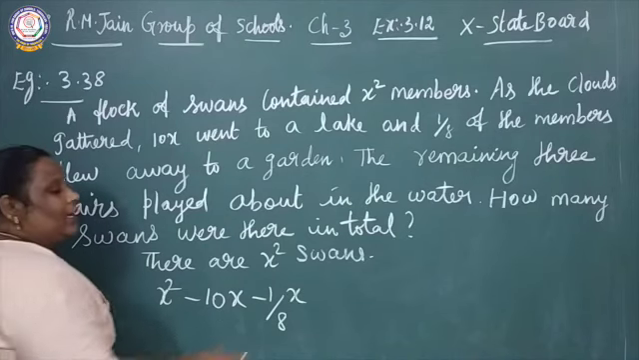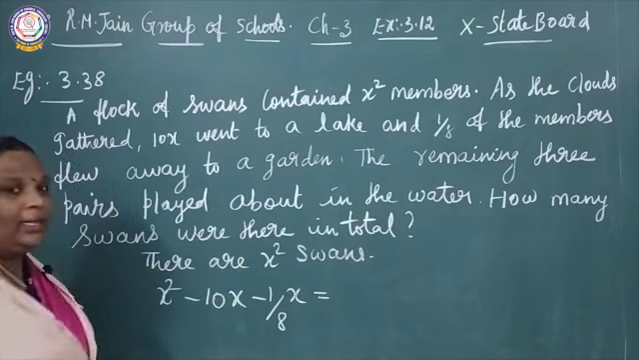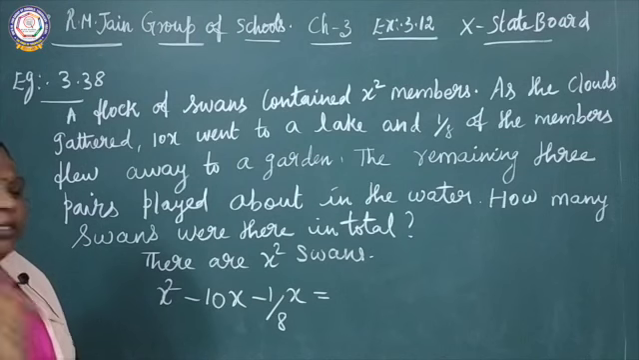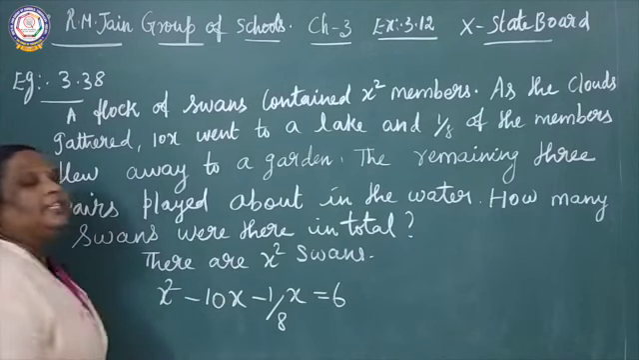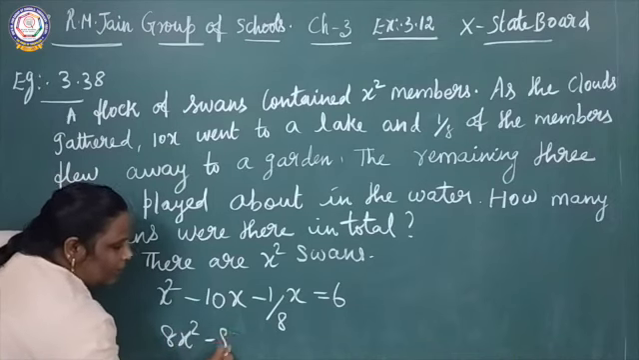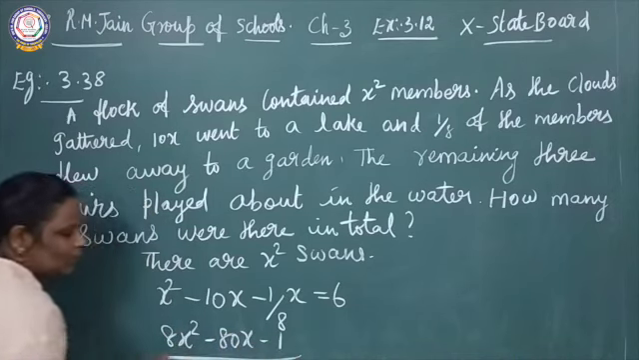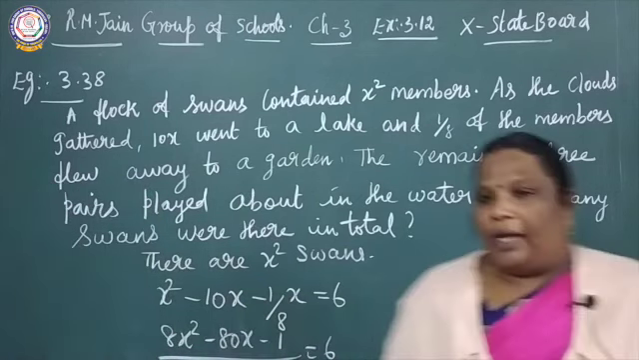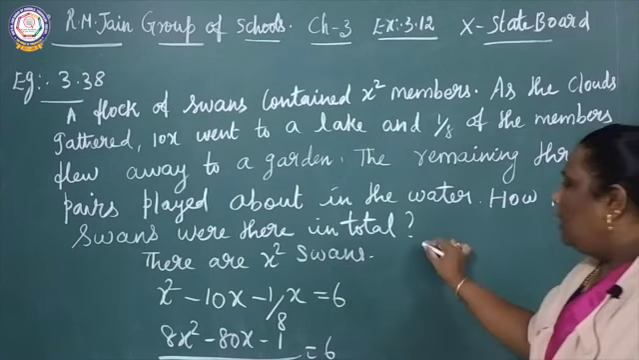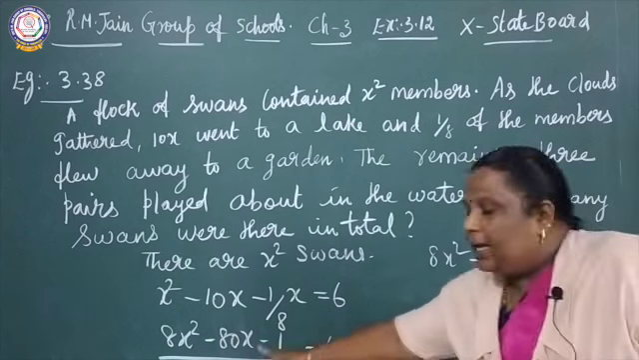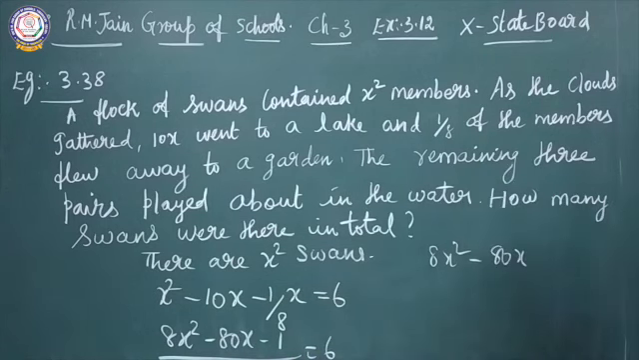Next, how many of them are still in the water? 3 pairs. 3 pairs means 1 pair equal to 2, so 3 into 2 gives 6. Okay. See here, x square minus 10x minus 1/8 equal to 6.